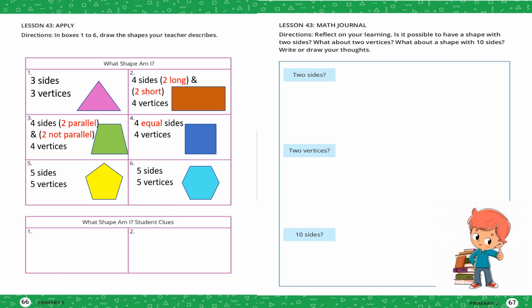Here in the Math Journal, we want to draw shapes. Can we draw any shape with 2 sides? No, they are not forming a shape. Can we draw any shape with 2 vertices only? No, we can't do it. Let's draw a shape with 10 sides. You can connect 10 sides in any form you want.